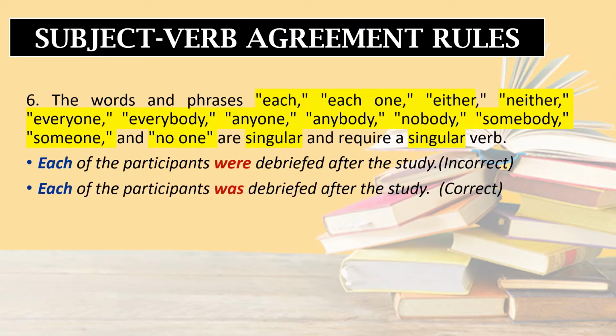For example, each of the participants were debriefed after the study. This is an incorrect sentence considering that the subject here is each of the participants and each is a singular subject, and it should be paired with a singular verb. However, the sentence uses were, which is a plural verb. So instead of using were, we can use was. Each of the participants was debriefed after the study.